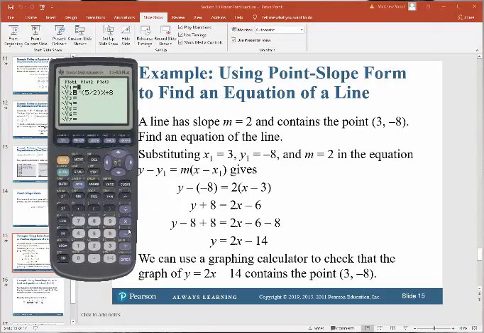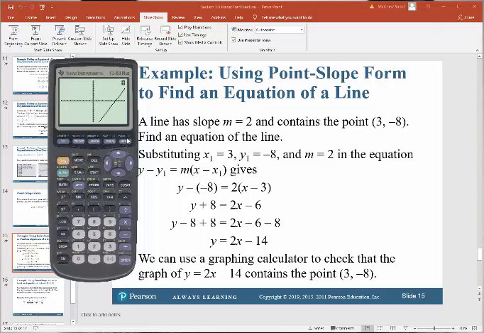So I'm going to go into my y equals. I'm going to clear out all this stuff. The equation I found was 2x minus 14. Shoot, I put it into L2. Sorry about that. Go up to L1. 2x minus 14. The graph of this looks like this. So I'm going to look at the table. When x is equal to 3, right here, y is equal to, you can see, negative 8, which I have right there. Perfect. Worked out great.